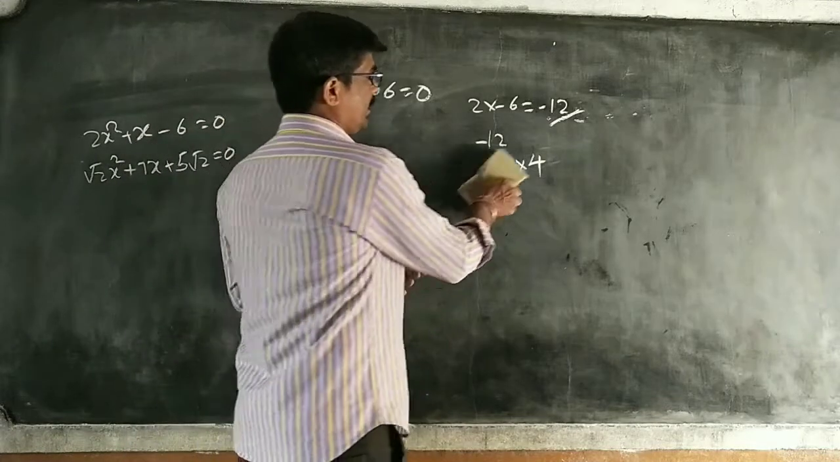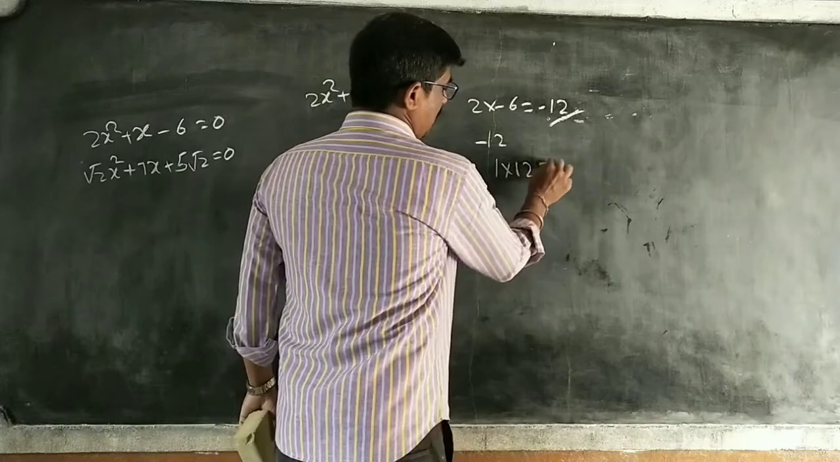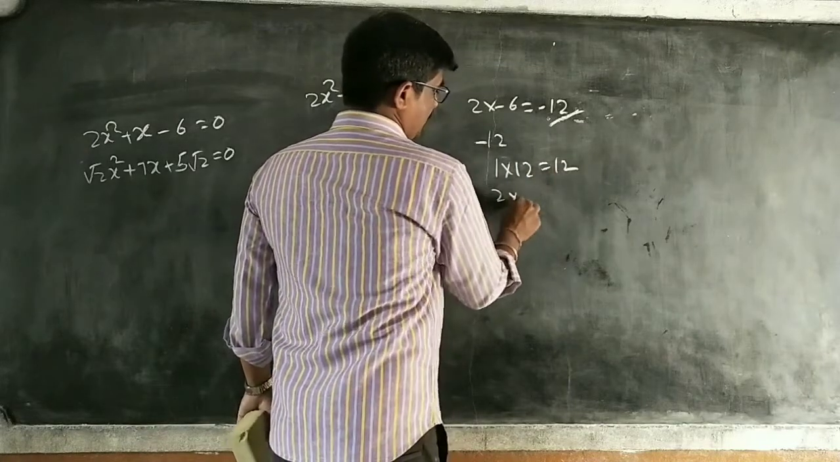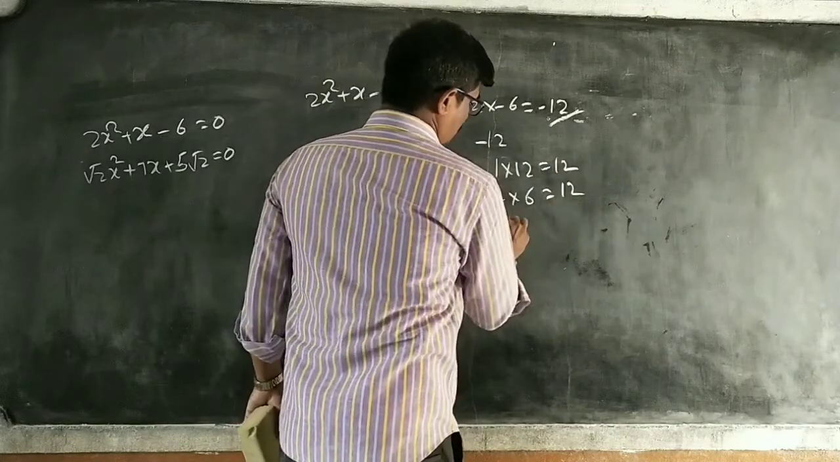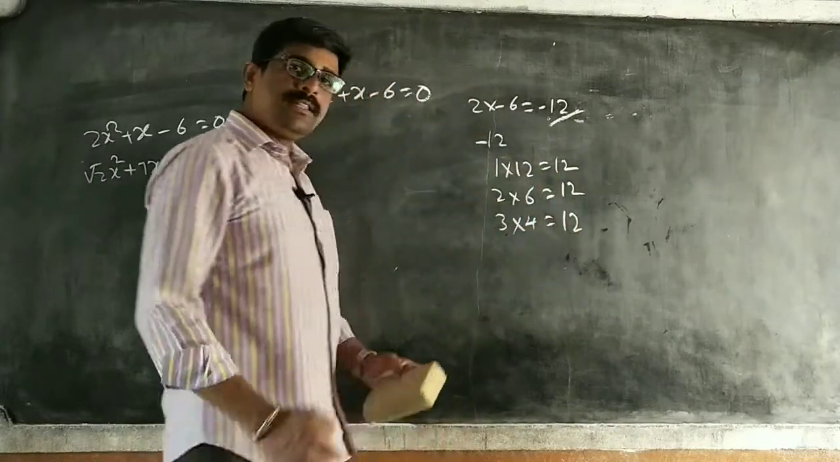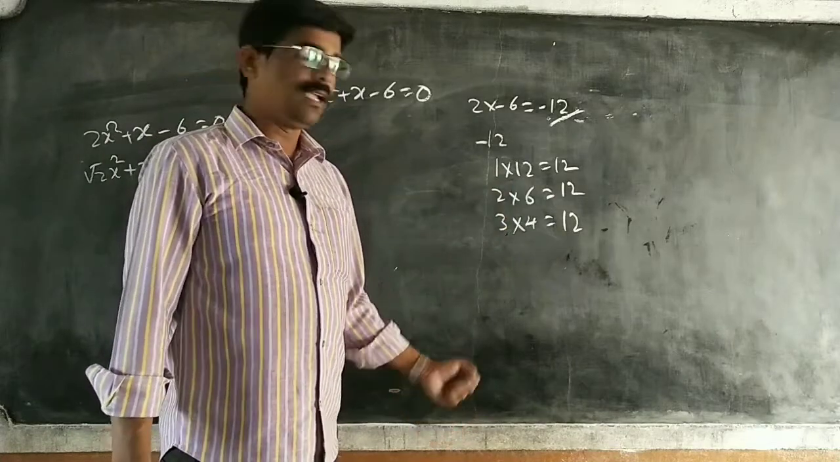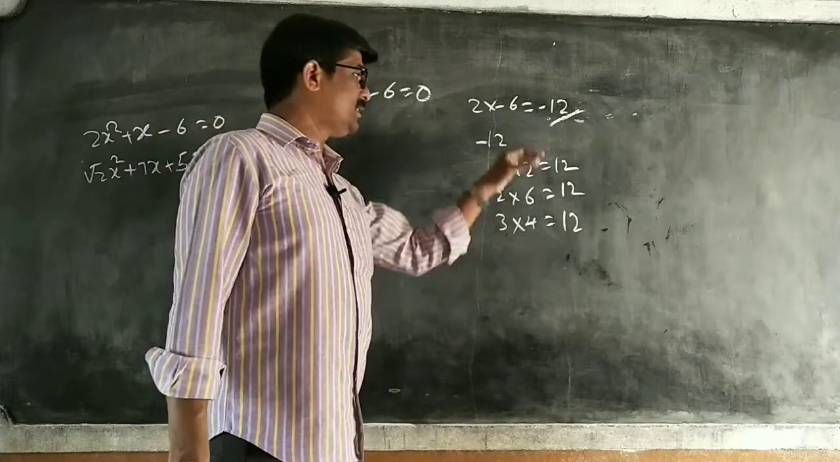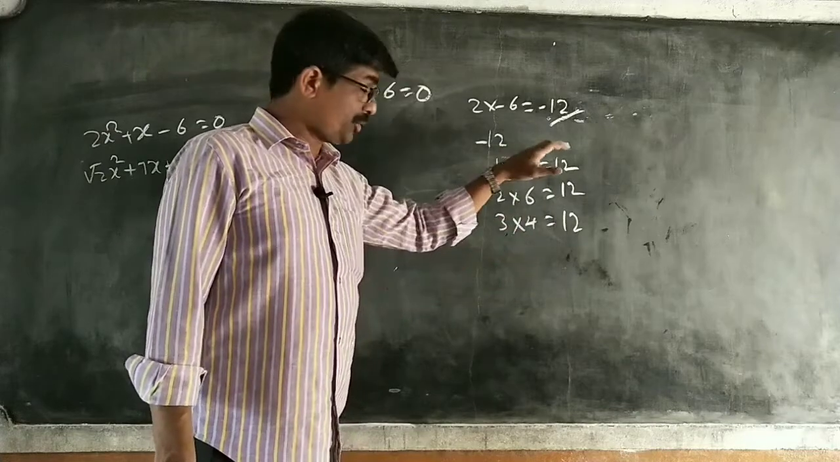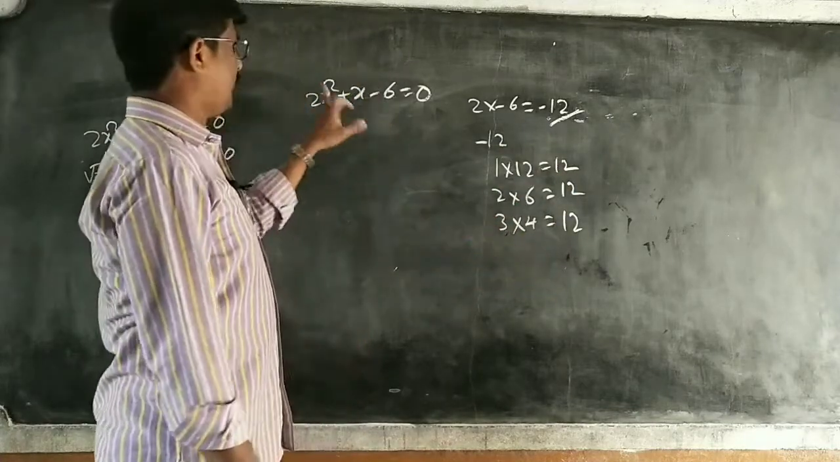If I write down 12, what am I writing? 1 times 12, 2 times 6, or 3 times 4. We have only 3 choices. Among these, you have to pick which is suitable. So this one is suitable, and these two are not suitable. But you should know everything. So 4 minus 3 is 1.